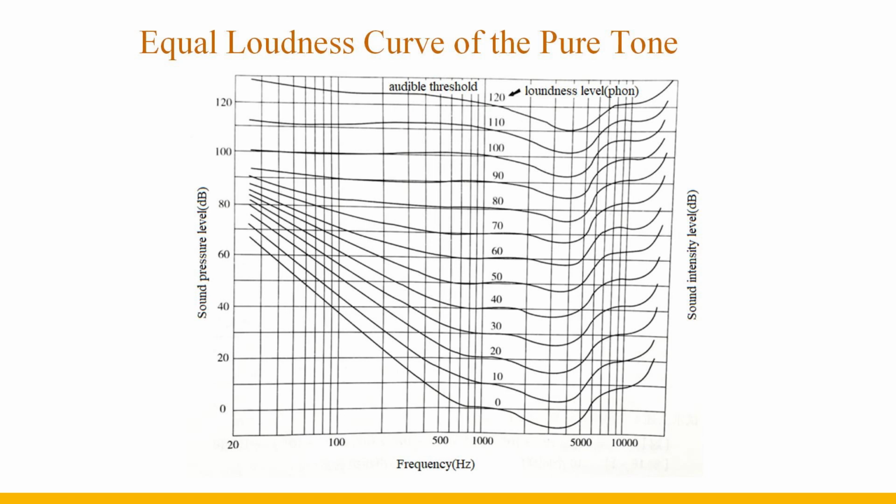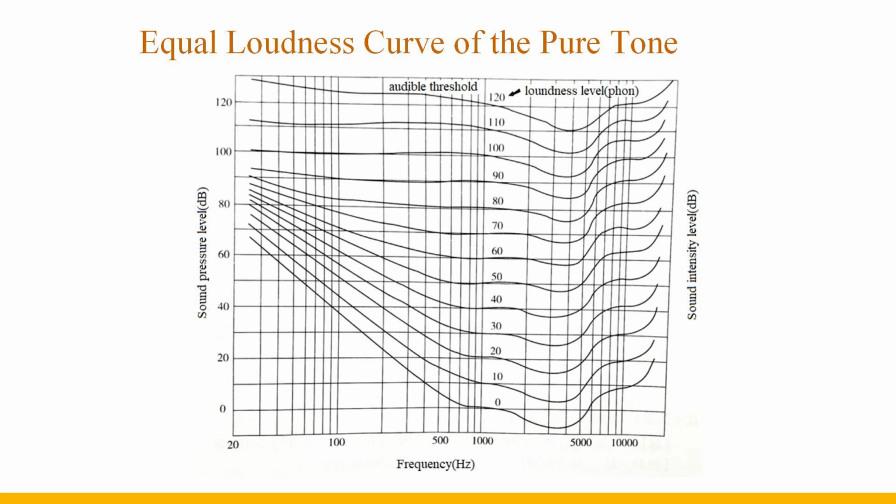Therefore, a 1000 Hz pure tone is used as the standard sound. The sound pressure level of the pure tone that is as loud as the sound to be measured is defined as the loudness level of the sound to be measured. A pure tone is a simple harmonic signal of a single frequency. The unit of loudness level is Fang.